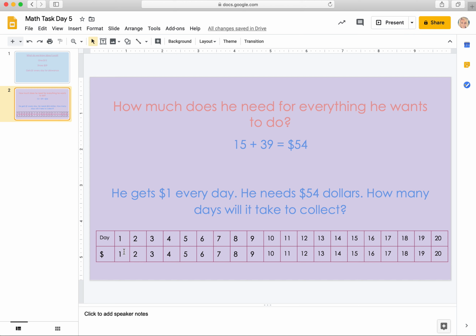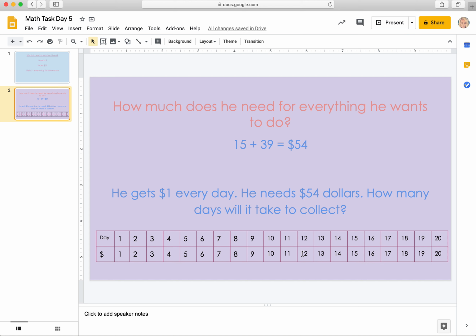So on day 1, he has $1. Day 2, we're adding another $1. Day 3, we're adding another $1. And you can see each day we're adding 1, adding 1, adding 1 until we get down to day 20. And on day 20, Louis has $20, which as you can see is still not enough because he needs $54.